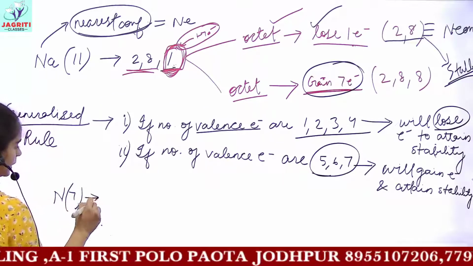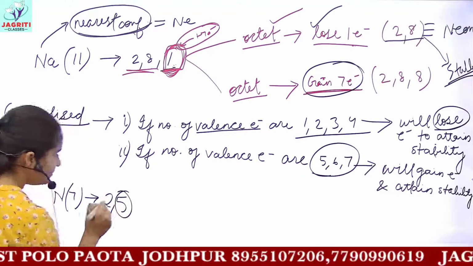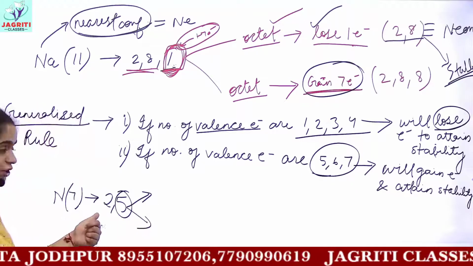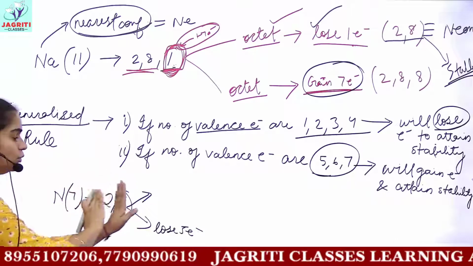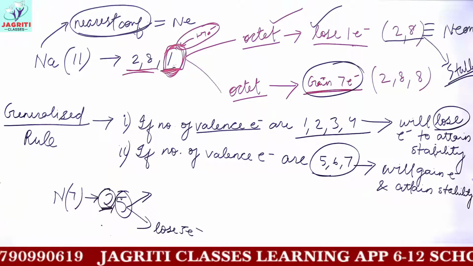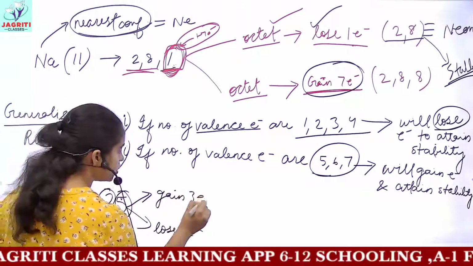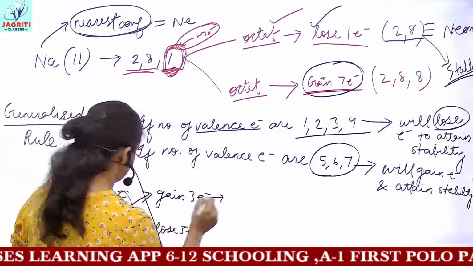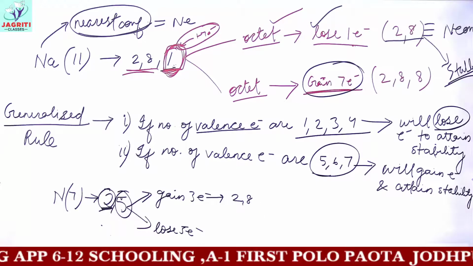But if the number of electrons are 5, 6 or 7, like in the case of nitrogen, the atomic number is 7, the arrangement of electrons is 2 and 5. You have 5 electrons in the outermost shell. For gaining stability, what can nitrogen do? Either it can lose 5 electrons. Once it loses 5 electrons, it will have a 2 configuration in the K shell, which is stable. Or it can gain 3 electrons, because 5 plus 3 will give 8. So the configuration would be 2, 8 and this would be stable.